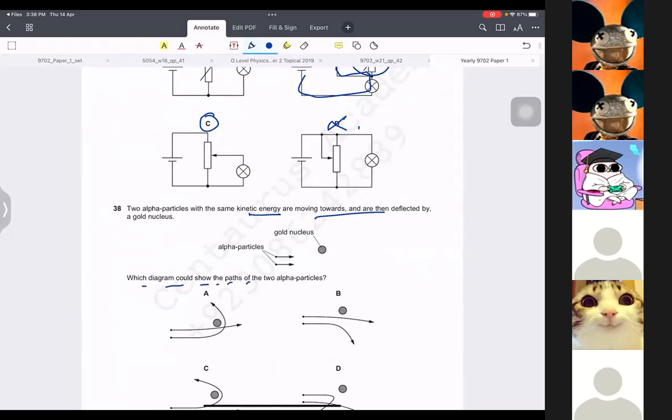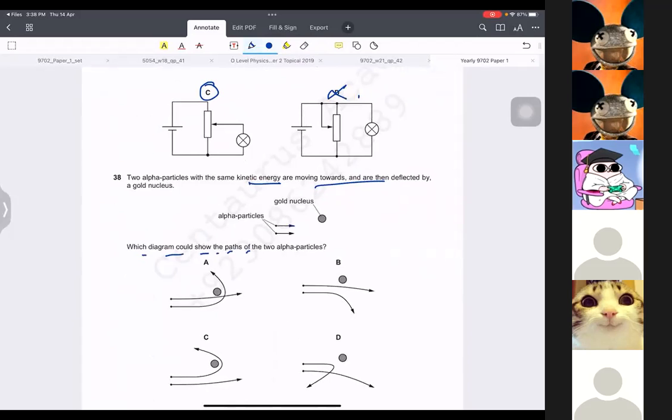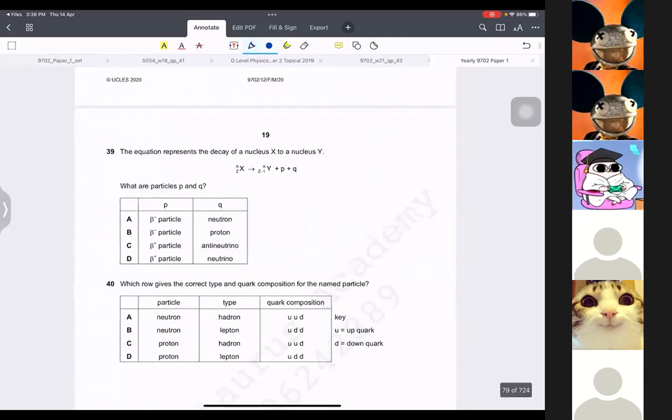Now, two alpha particles with the same kinetic energy are moving. Which diagram shows the paths? The one that is closer would deflect more, and the one that is less close would deflect less. So this makes more sense, D. This doesn't make sense to me. These are attractions. This doesn't make sense because the closest is not deflecting and the farthest is deflecting more. So it has to be D.